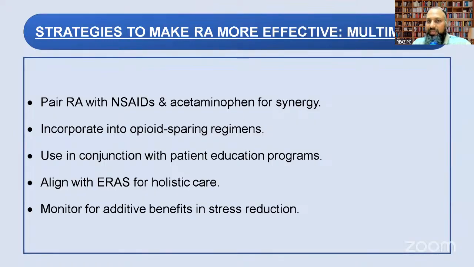We can also make regional anesthesia more effective with a multimodal strategy. We can pair regional anesthesia with NSAIDs and acetaminophen for synergy. We can incorporate regional anesthesia into opioid-sparing regimens. We can use it in conjunction with patient education programs, and we must align with ERAS for holistic care. We must also monitor for additive benefits in stress reduction.